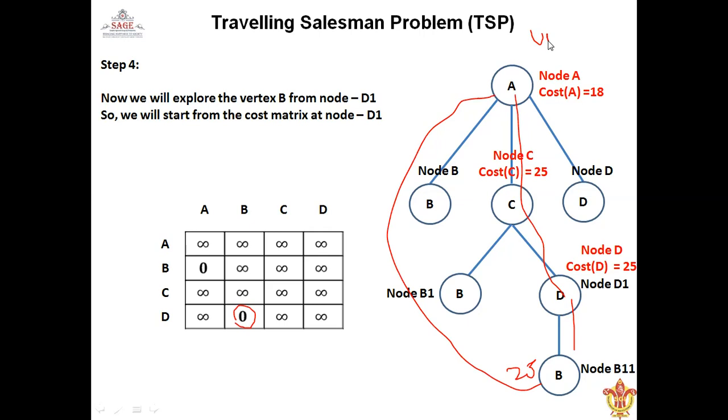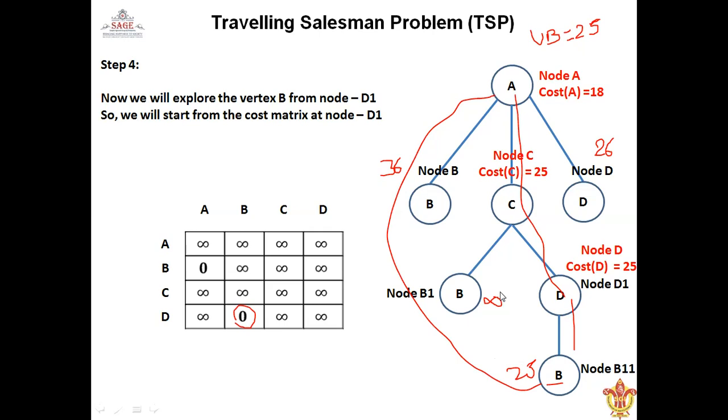Now the upper bound is what? Initially we saw that the upper bound is infinity. Now the upper bound will become 25. Now see, what values are there? For node B, we have 36. For node D, we have 26. For this one, we have infinity.